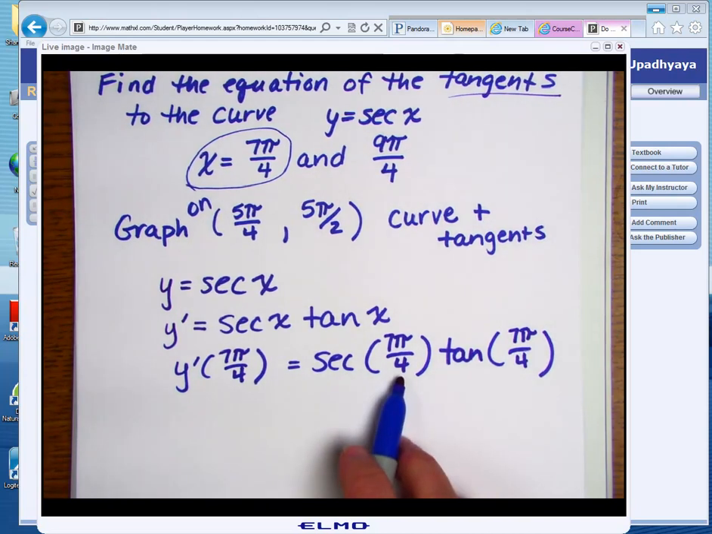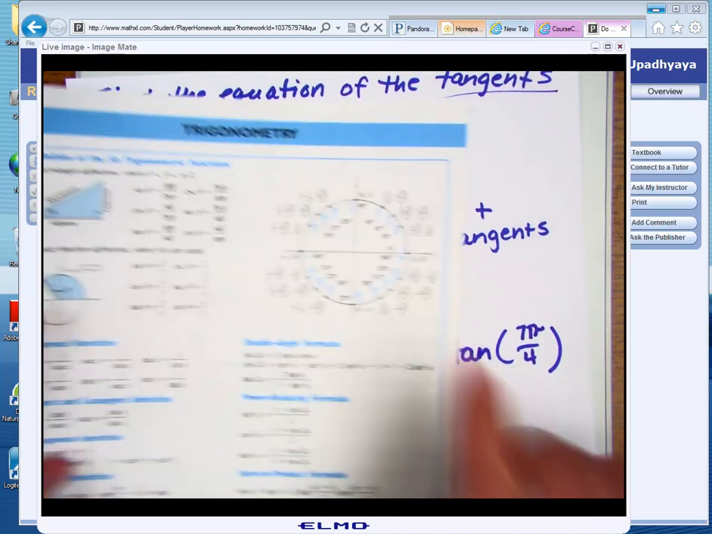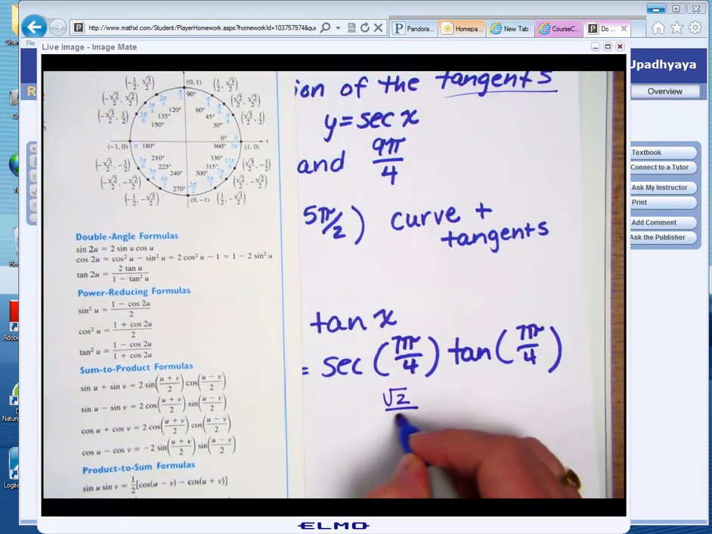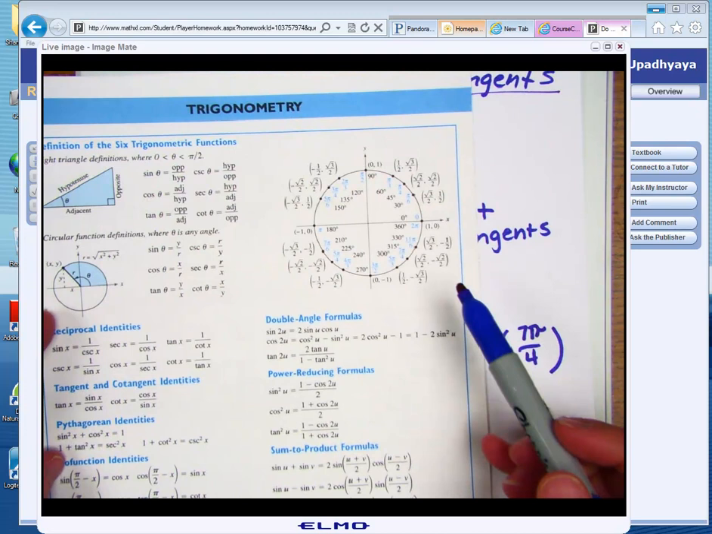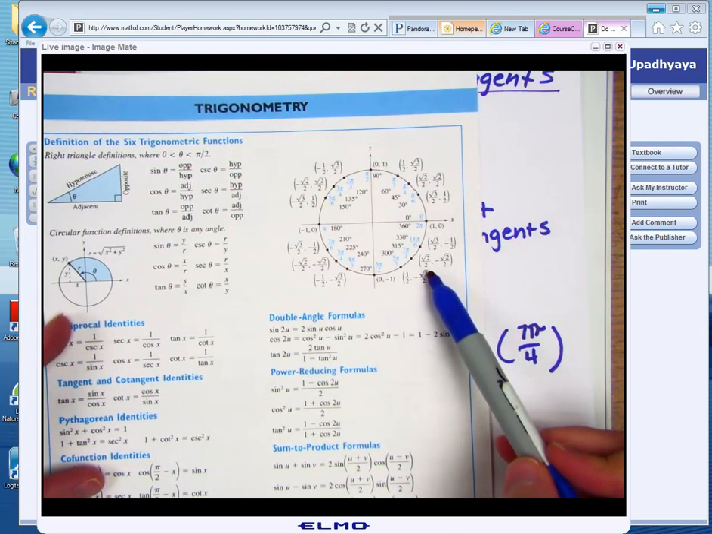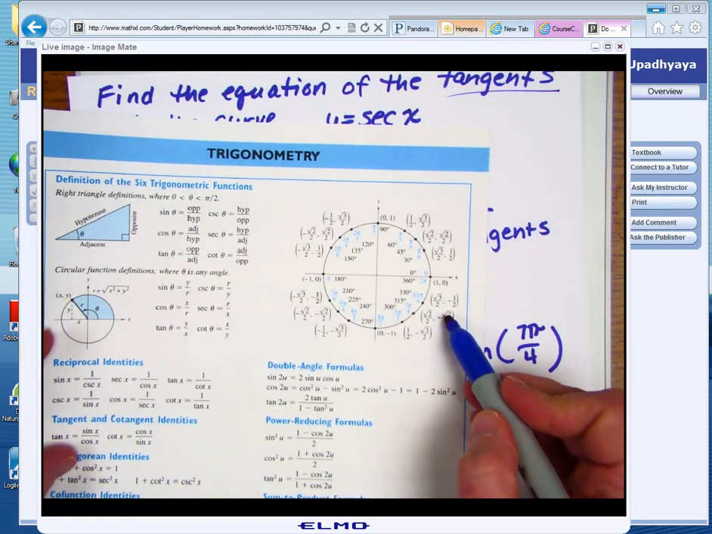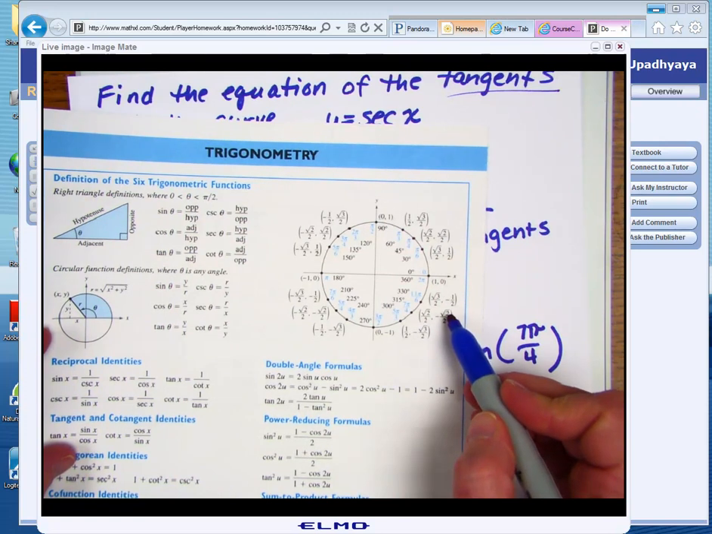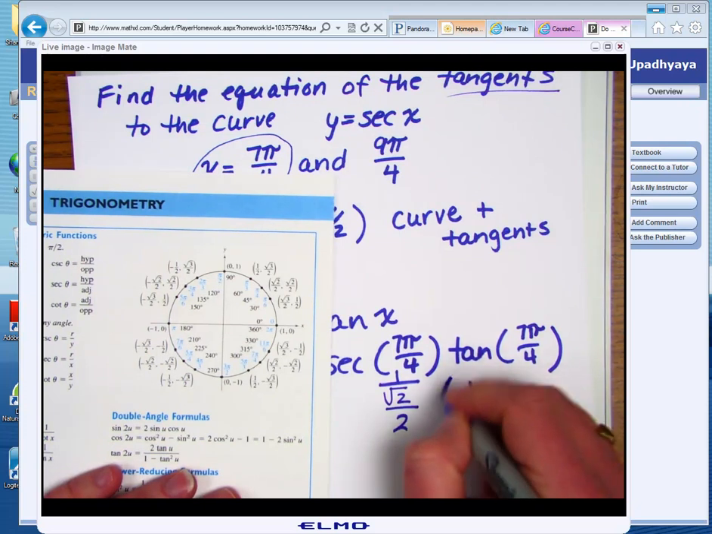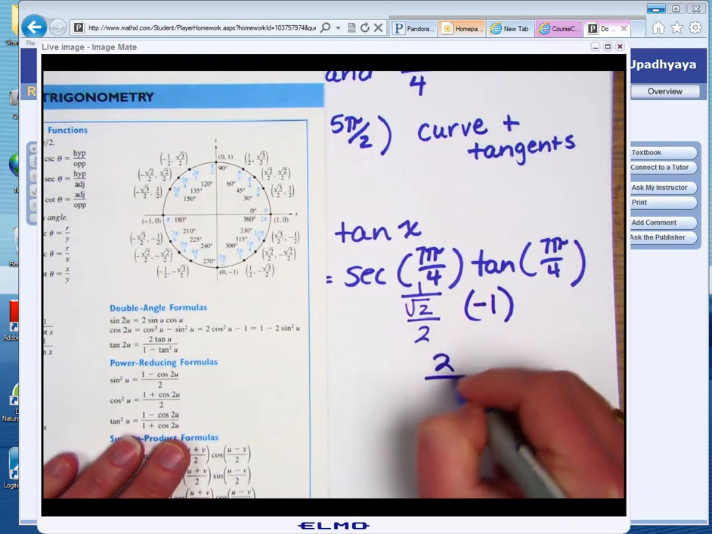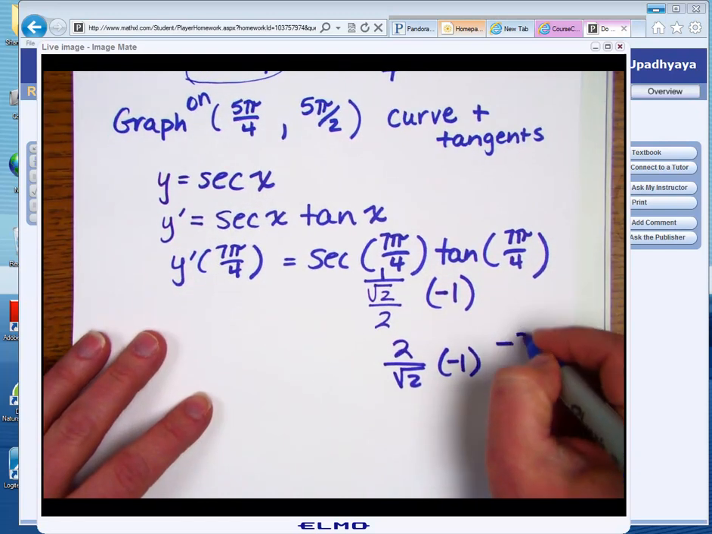Secant's 1 over cosine. Cosine is the x-coordinate, so I'm going to look at 7 pi over 4. The x-coordinate is square root 2 over 2, but now it's 1 over that because secant is 1 over cosine. And now if I look at tangent, which is sine over cosine, or y over x, it's just going to be -1 because anything over itself is -1. So we ended up with square root 2 over 2 over square root 2 over 2 negative, so that's going to be a -1. So this turns into 2 over square root 2 times -1, or -2 over square root 2.